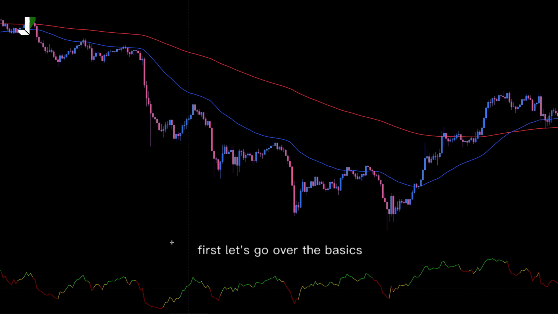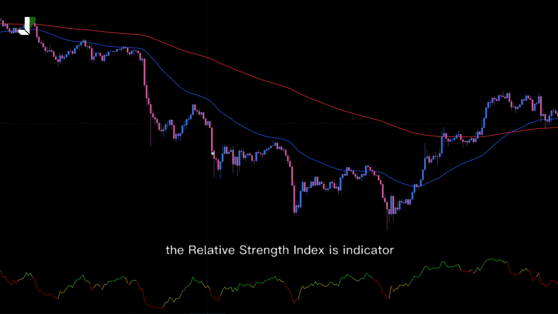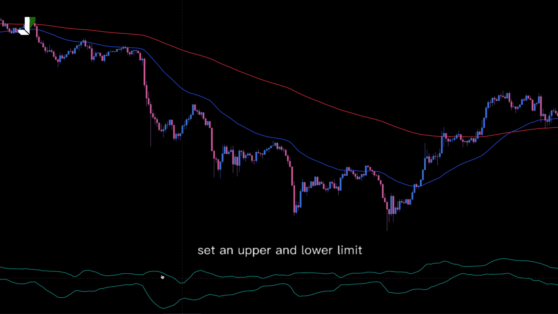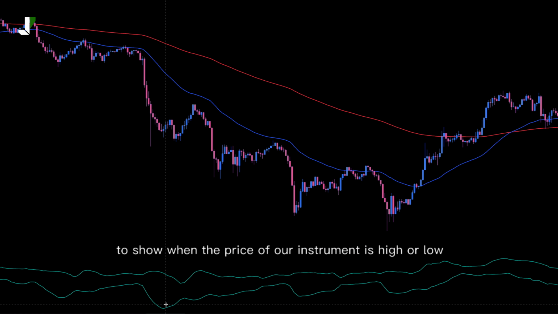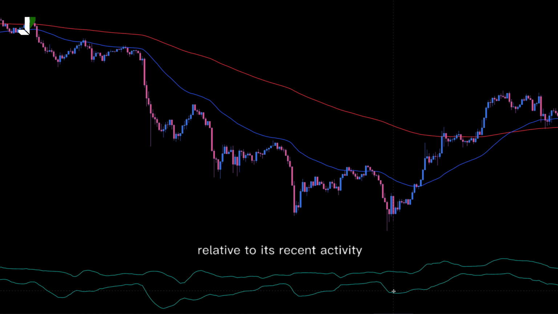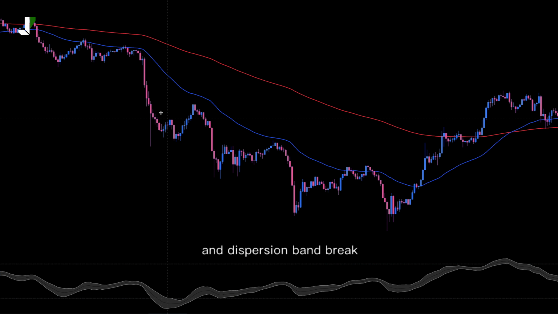First, let's go over the basics. The relative strength index is an indicator that shows us the strength of momentum for an instrument traded. Bollinger Bands set an upper and lower limit to show when the price of our instrument is high or low, relative to its recent activity. And Dispersion Band break signals the increasing volatility over the set period of candles.